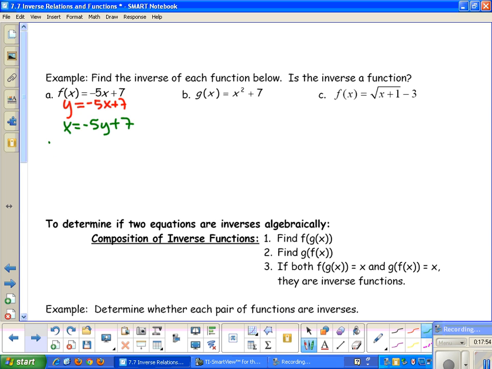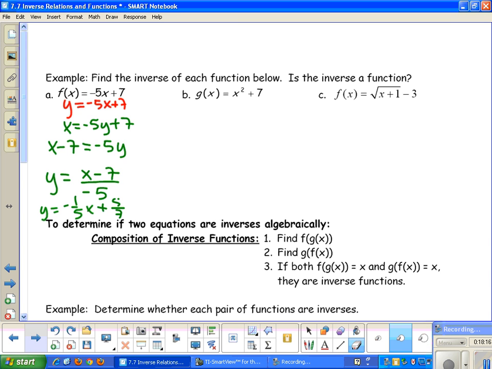Take the 7 to the other side. So x minus 7 equals negative 5y. Divide both sides by negative 5, and I get y equals x minus 7 over negative 5. And remember, we can rewrite this as y equals negative 1/5 x plus 7 over 5. All I did was separate the fractions. Either way is fine. So this would be my inverse. Now, if I wanted to see if it was a function, I could graph that and see if it passes the vertical line test, which it would. So yes, this is a function.